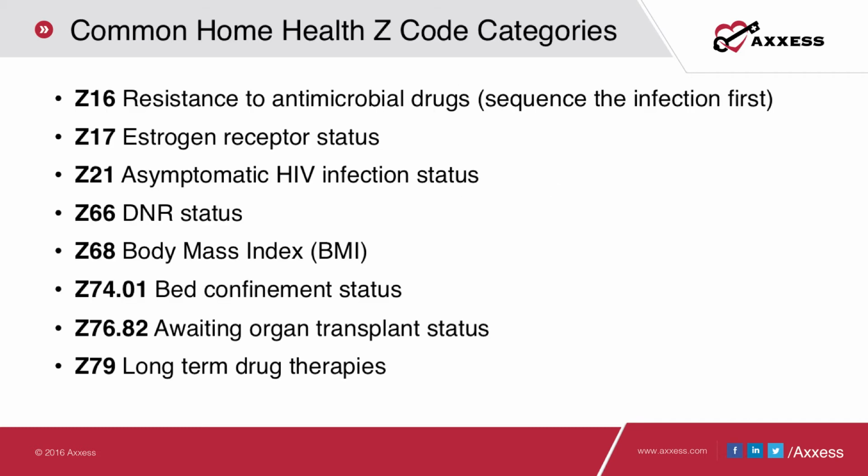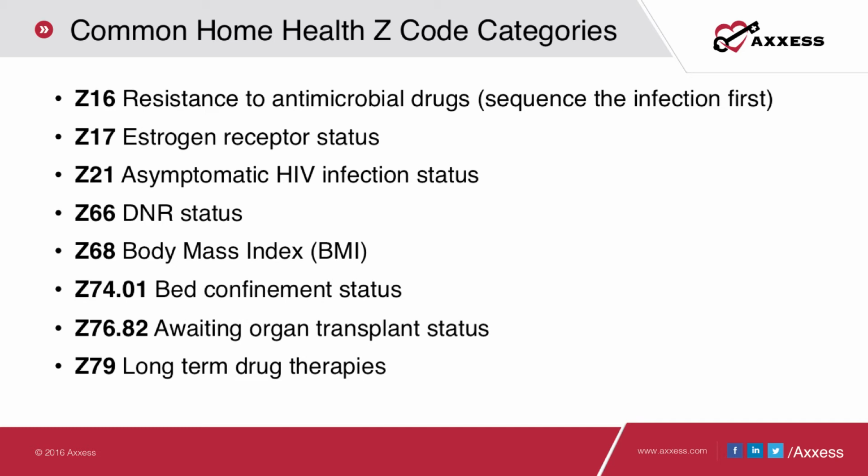Some common home health Z code categories are Z16, resistance to antimicrobial drugs. And again, you see guidance there that tells you to sequence the infection first. Z17 is your estrogen receptor status. Z21 is asymptomatic HIV infection status. Z66 is DNR status. Z68 is your body mass index or BMI codes. Z74.01 is bed confinement status.